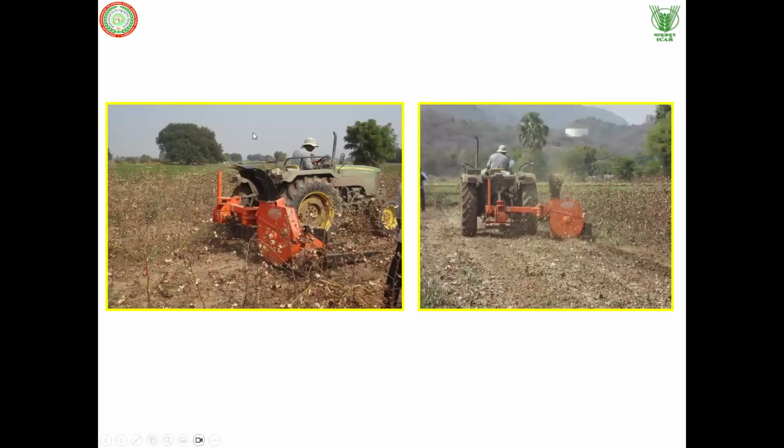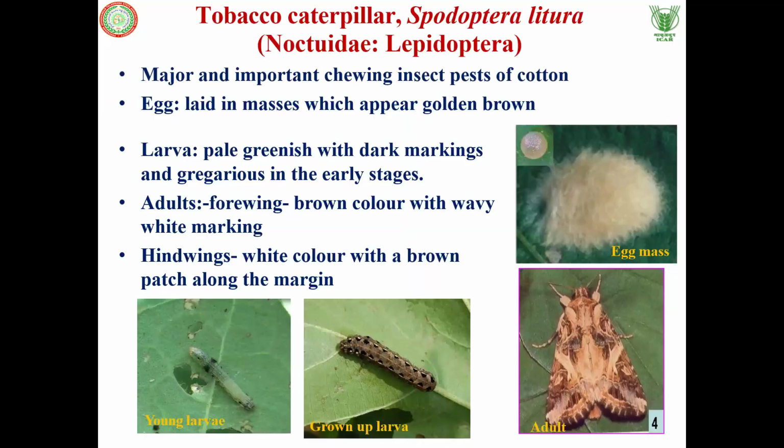This equipment is most commonly used by farmers of Telangana, Andhra Pradesh and parts of Gujarat, and it is one of the best equipment, so that all the stubbles can be easily removed. Another one is the tobacco caterpillar. It's not that important.